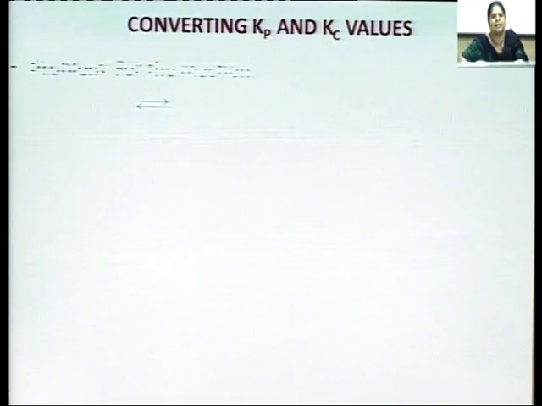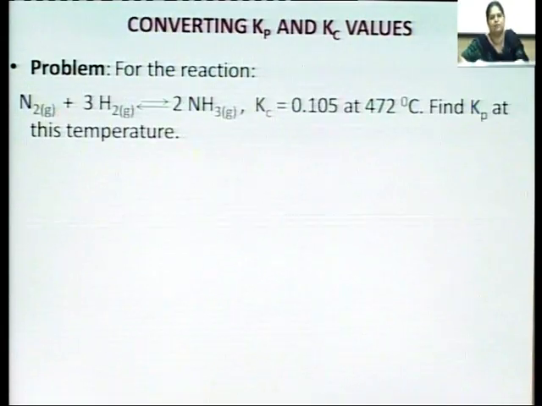Now, this is another example for converting Kp and Kc values. For this equation, in which ammonia is formed from nitrogen and hydrogen in a homogeneous equilibrium, the value of Kc at 472 degrees Celsius is given as 0.105. We have to find the value of Kp.